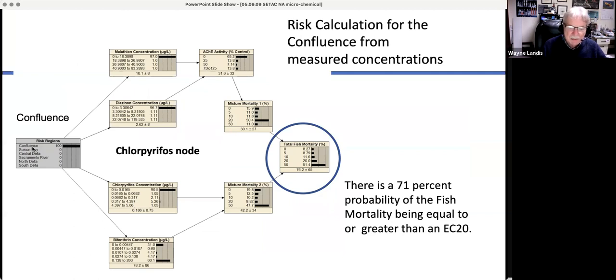So in this particular case, we just focus on what we call the confluence risk region. We have these concentrations of the various pesticides, and you actually generate a 71% probability of fish mortality being equal or greater than an EC20. So we're saying in this case, the EC20 would be like the threshold, the regulatory threshold. In this particular case, you have a fairly high probability of mortality being greater than that. When you do the sensitivity analysis on this, it's the bifenthrin that is contributing more to this estimate than the other nodes.